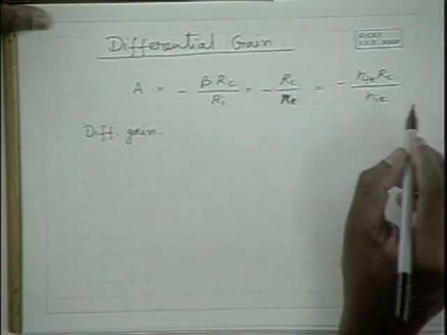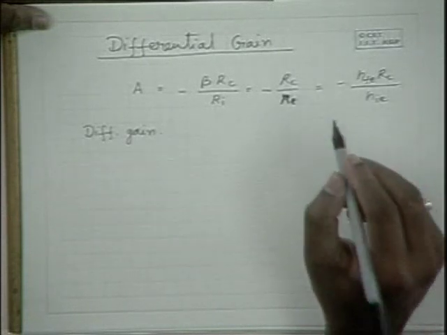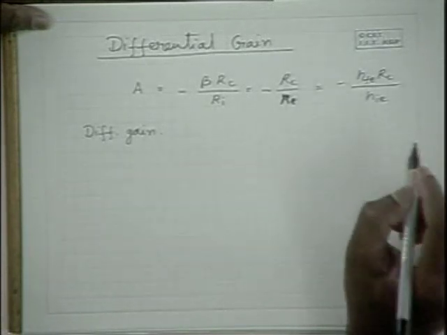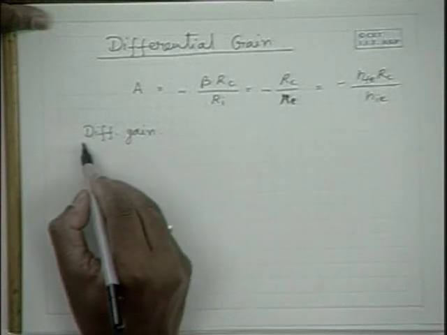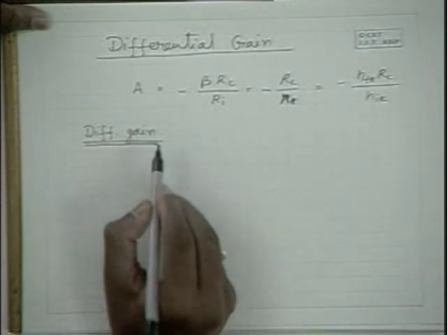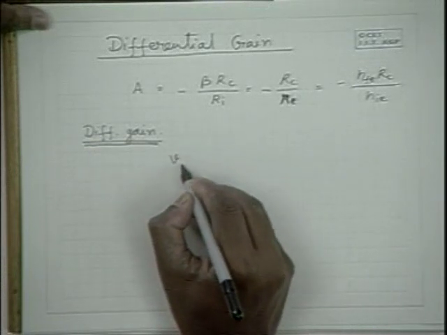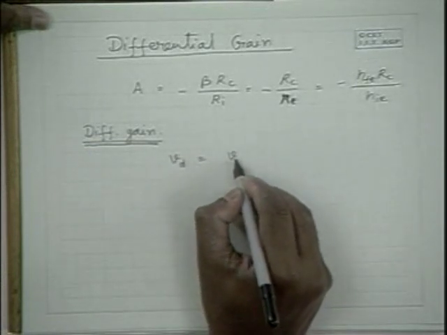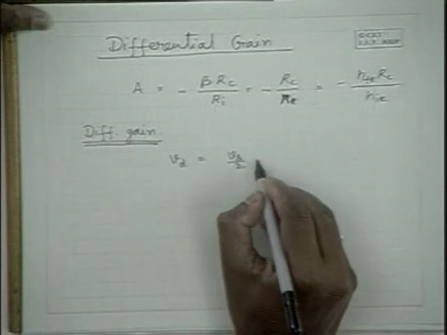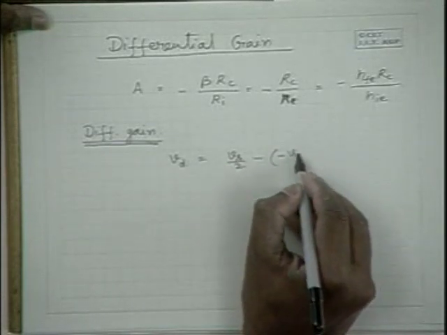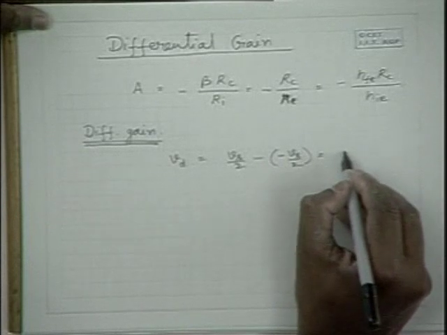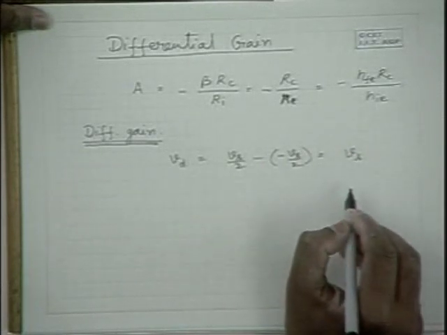This is the expression for the voltage gain for a single stage transistor. Now let us obtain an expression for the differential gain from this expression. Now the differential signal Vd is Vs by 2 minus of minus Vs by 2, therefore this is equal to Vs, that is the differential signal.